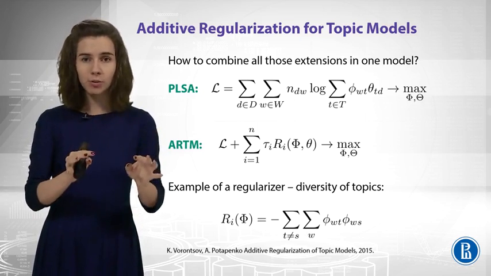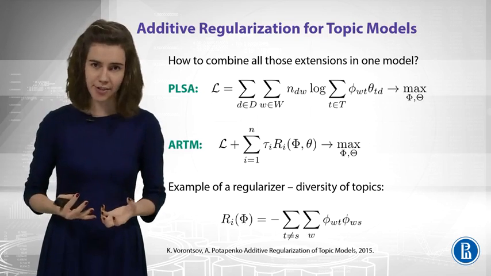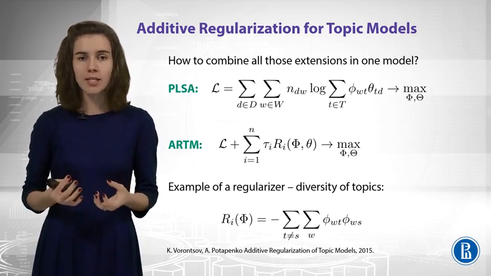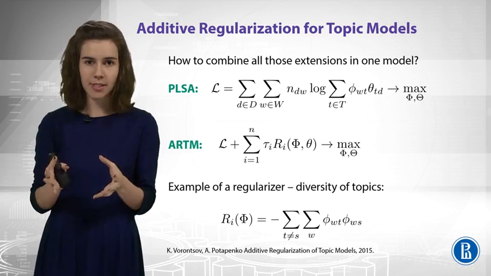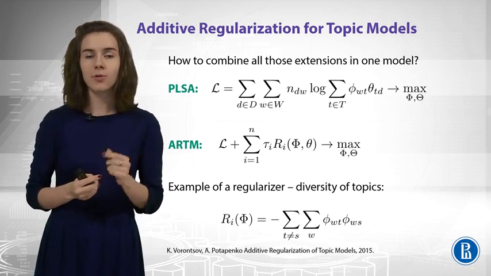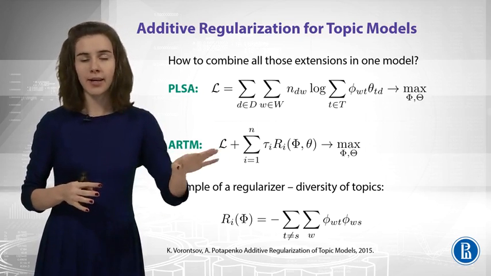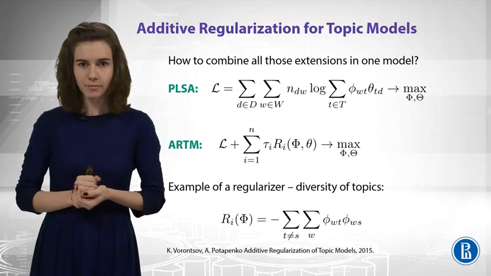So we had some likelihood for PLSA model. Now let us have some additional regularizers. Let us add them to the likelihood with some coefficients. So all we need is to formalize our requirements with some regularizers and then tune those tau coefficients to say that, for example, we need better hierarchy rather than better dynamics in the model.